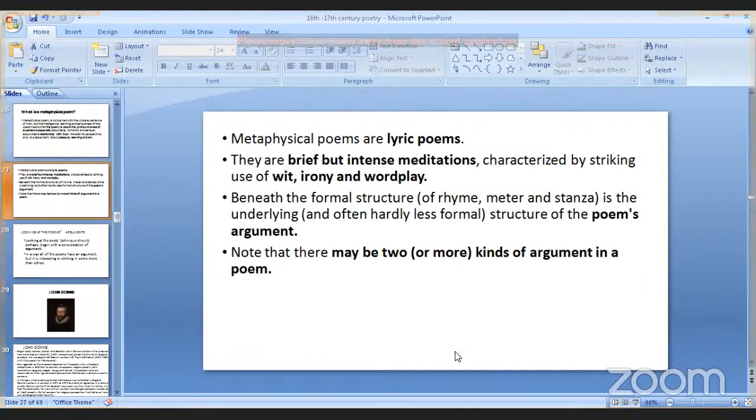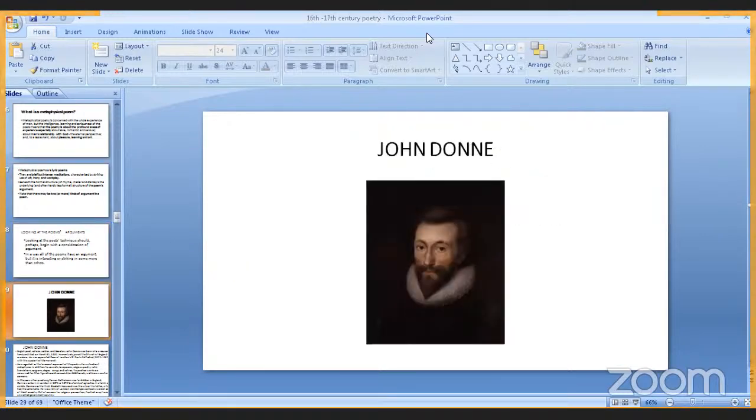When you read a metaphysical poem, the word itself tells you, metaphysical poetry, where meta is beyond our physical thing, something you bring into your poetry. That is metaphysical. For example, John Donne mostly compares things with something unusual, such as the sun. He scolds the sun; he's upset with the sun for disturbing him when he's actually with his lady love. Such unusual things you get to see in such a poem. So that is called metaphysical. And they are brief but intense meditations characterized by striking use of wit, irony, and wordplay. So here is the poet who's quite known for this work of metaphysical poetry.